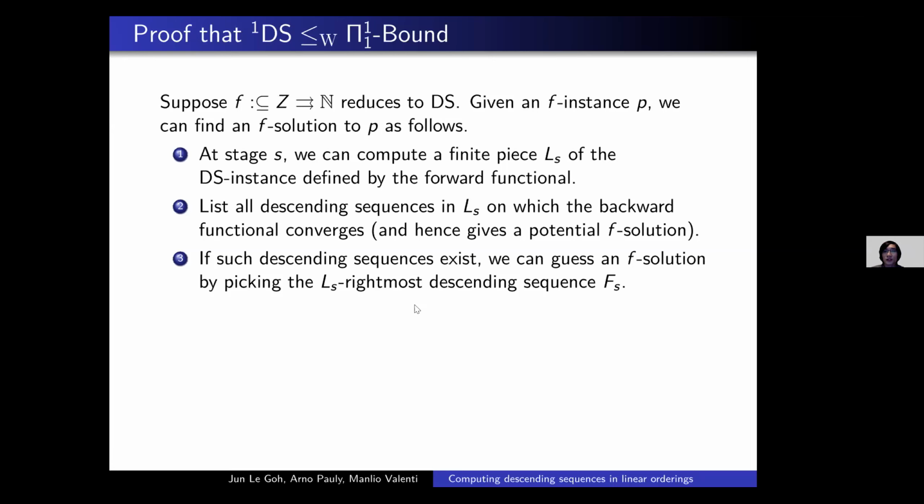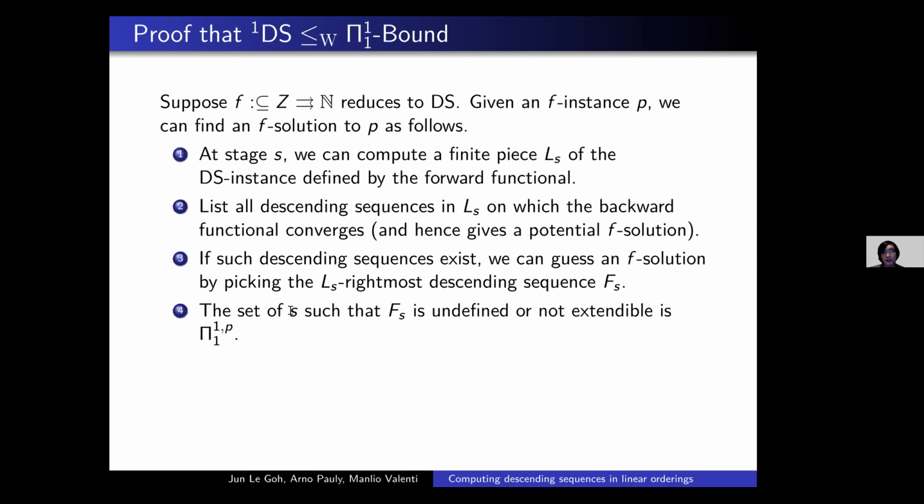And notice that all of this, steps 1, 2, 3 so far, can be done computably, right? Okay, so where does power 1 bound come in? Well, now we use power 1 bound to figure out a stage such that this f_s over here is extendable.